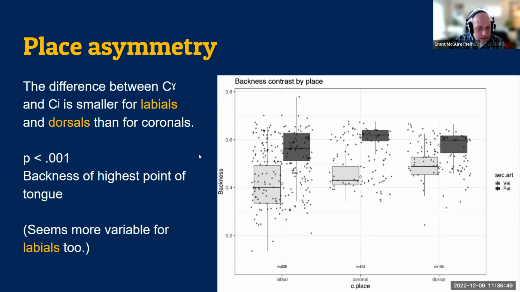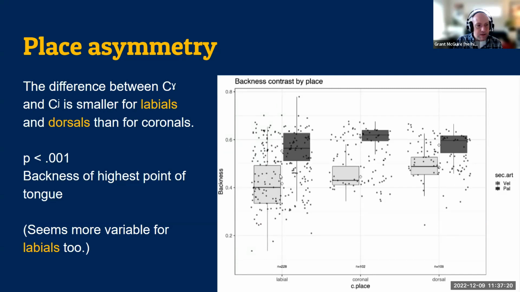If we look at the data across place of articulation, so again, same thing here, where our palatalized consonants are the darker boxes, lighter boxes are the velarized ones. We see the sort of interesting decline in the degree of contrast here. So how far apart the consonants are in backness. Okay. So what we're seeing here is that the labials are showing the greatest separation.